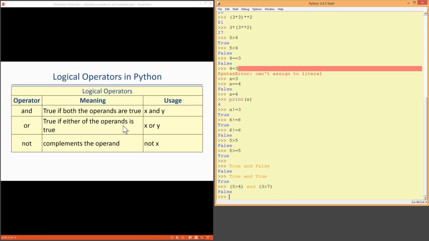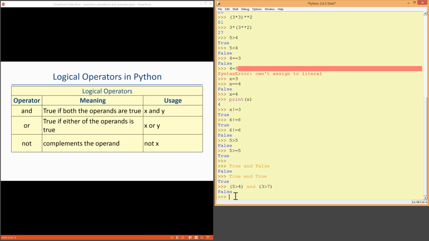The OR operator comes true if either of the operands is true. For example, you might say, if it is too dark or if it is too cold, I will not go to the park. It's obvious that if either of these conditions comes true, then you will not go to the park. So let's go to Python IDLE and do this again.